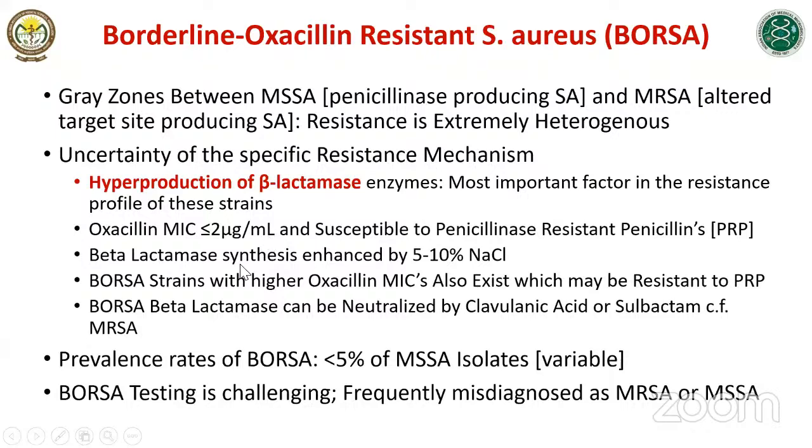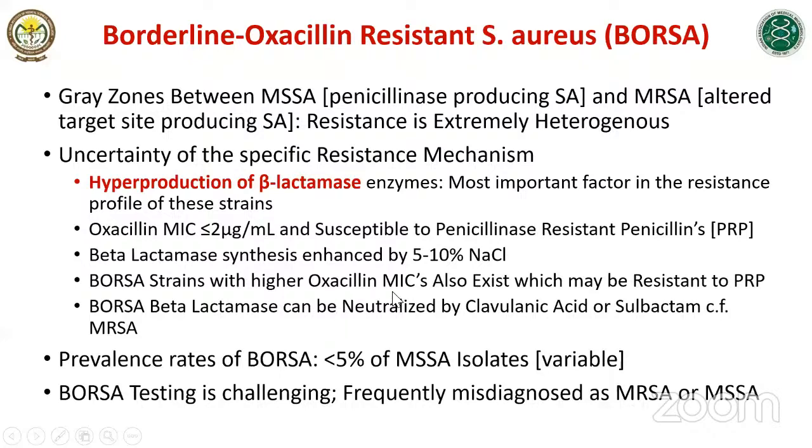Initially, it was found that BORSA isolates may have oxacillin MICs of 2 or less than 2, and they're normally susceptible to penicillinase-resistant penicillins. And as we know, Staph aureus is a salt-loving bacteria, and that is the reason why it is present in the axilla, in the groin, in the nares where there is excessive sweating. So the beta-lactamase synthesis is enhanced by 5 to 10% NaCl. Whatever methods we go through, in practically every method you'll have 2 to 4% NaCl in all the media.